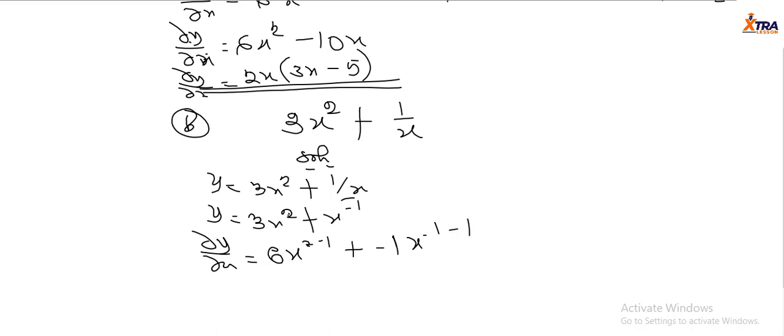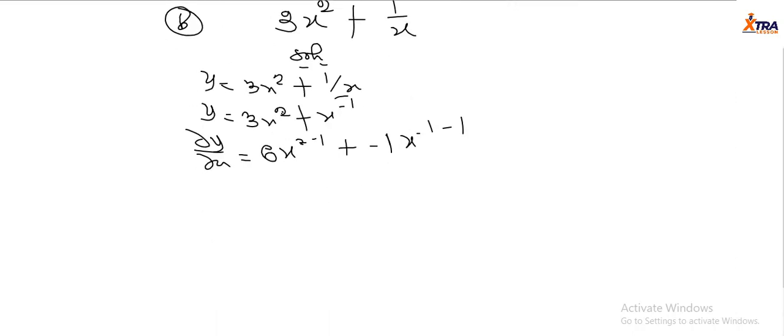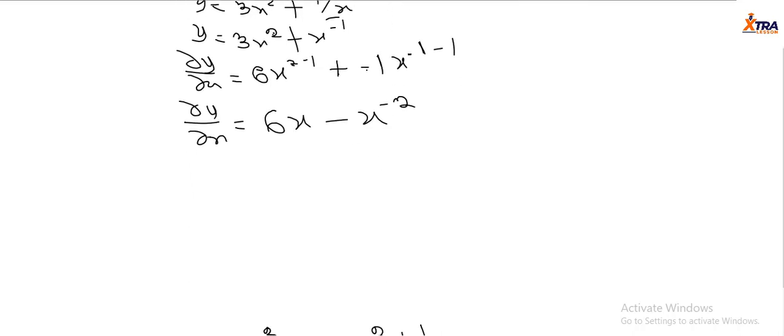So we have dy/dx equals 6x to the power 1, since 2 minus 1 is 1. Our plus times minus will give us minus, and x to the power minus 1 minus 1, we have minus 2. So this is the final answer. If we want to expand or factorize, I factorize x there. No. So the best thing is just to leave the answer this way.